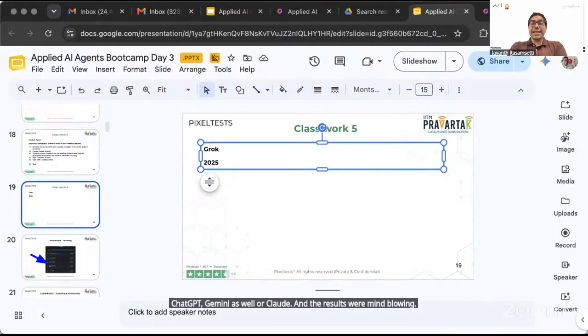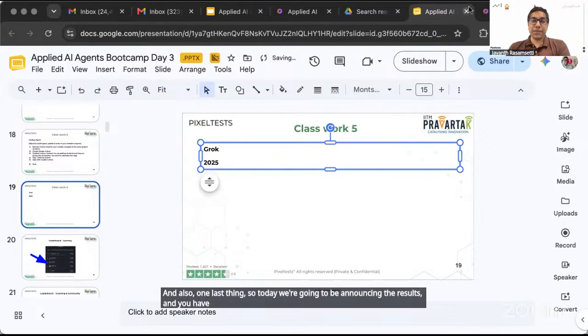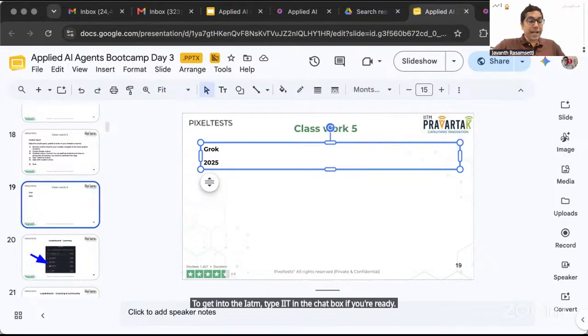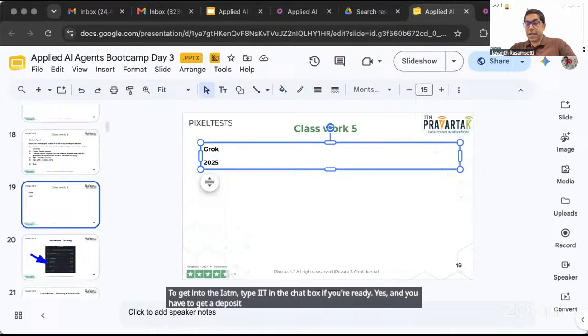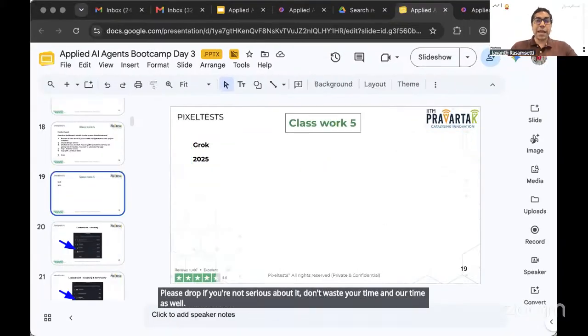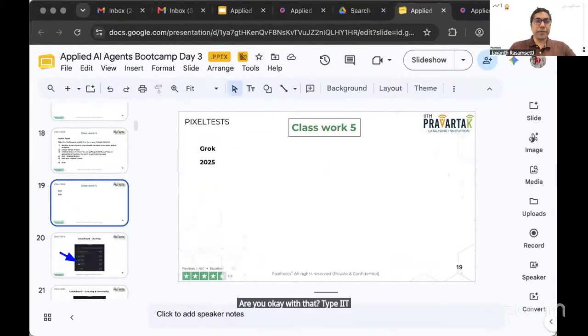And also, one last thing. Today we're going to be announcing the results, and you have to make a serious decision to get into the IITM. Type IIT in the chat box if you're ready. Yes, and you have to get a deposit of 20,000. So be ready. I'm telling you upfront itself. If you're not interested, you can drop right now. Please drop if you're not serious about it. Don't waste your time and our time as well. Are you okay with that? Type IIT in the chat box.